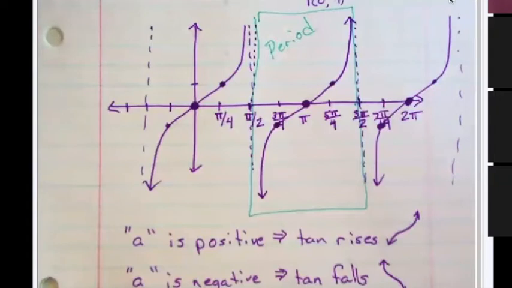Okay, what questions do we have so far? We're going to add on to this a little bit, but just on the basic tangent graph, what do we need to know? We good so far?